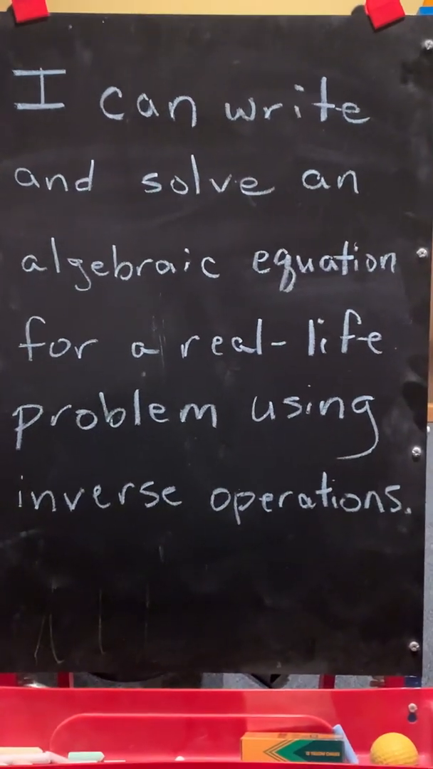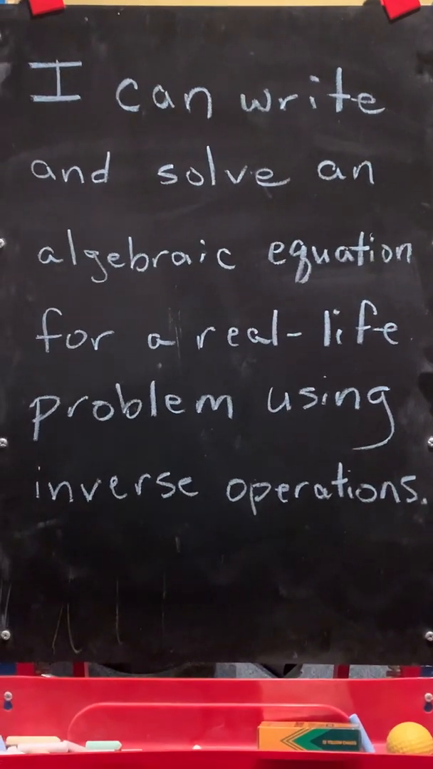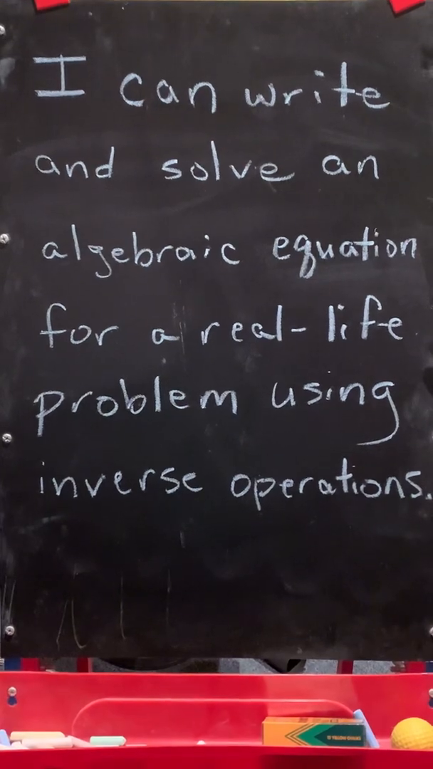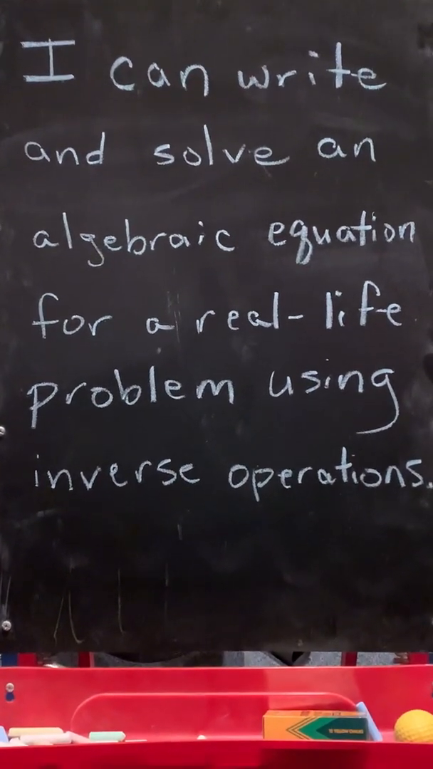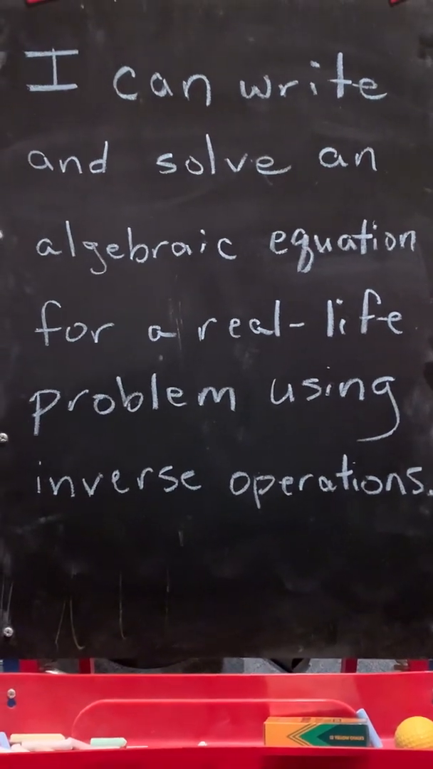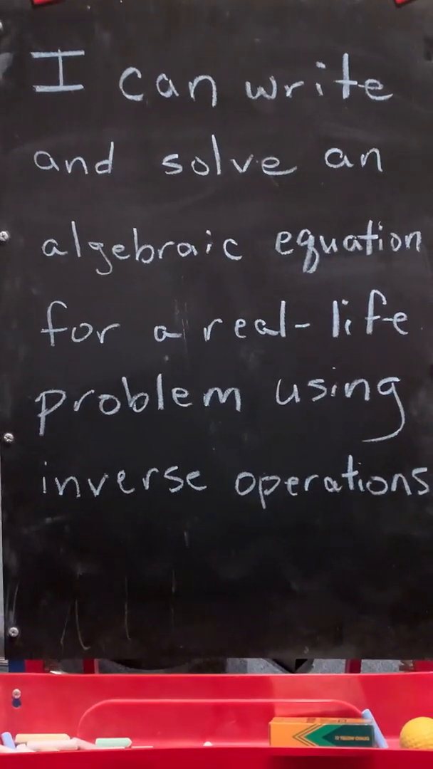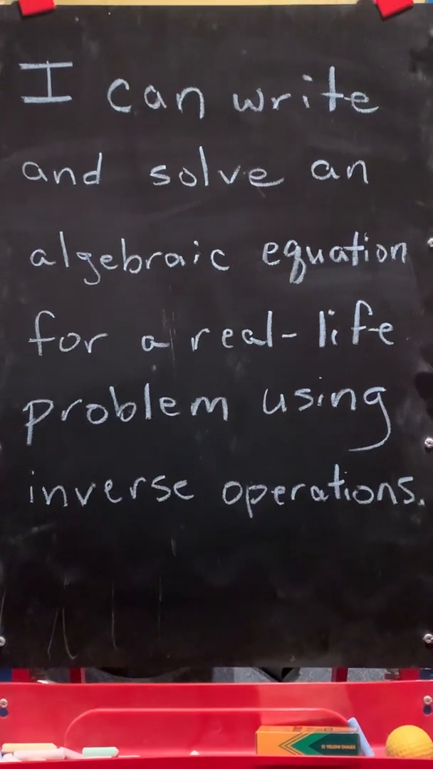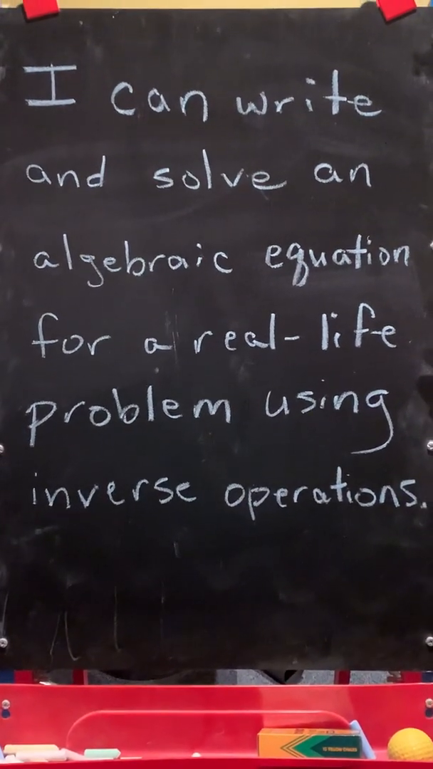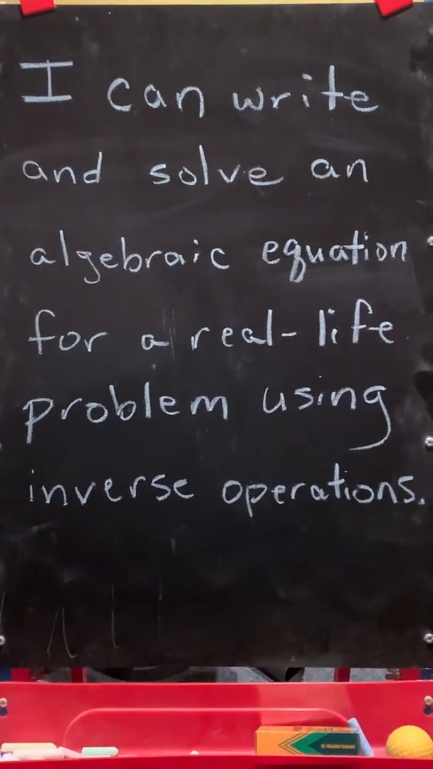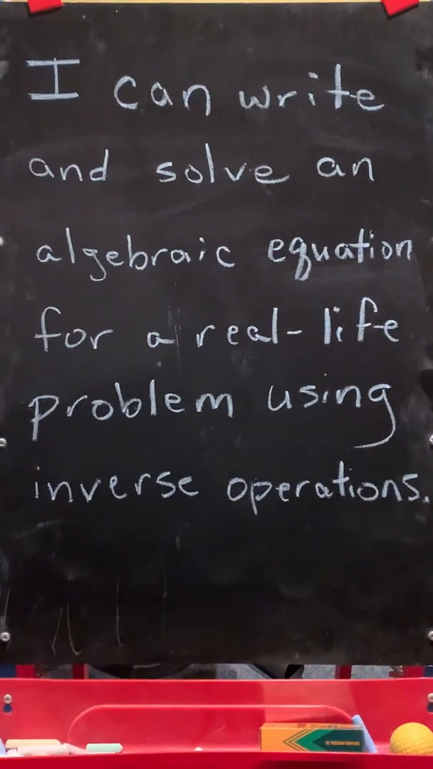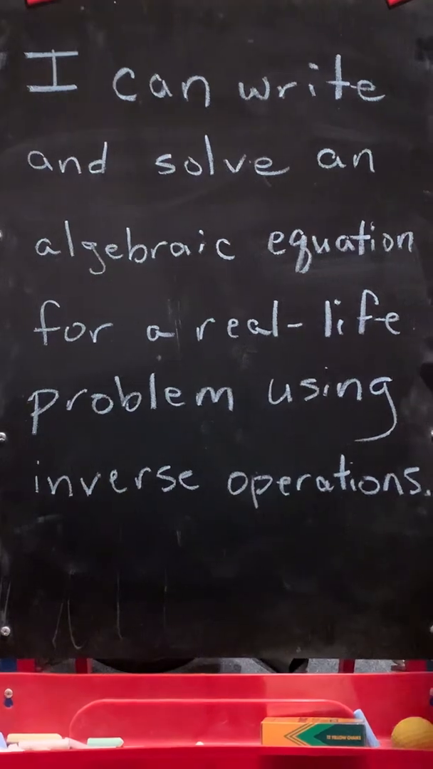Okay, today guys, we're getting ready to film the second video here, and we're going to continue with lesson 6-9. This will be the second part of it. The I can statement for this problem is I can write and solve an algebraic equation for a real-life problem using inverse operations. And inverse operations, that traditional way to solve, is what we've been focusing on this lesson. So we're going to put it all together here and do a full problem with every part of it using our algebra we've learned.